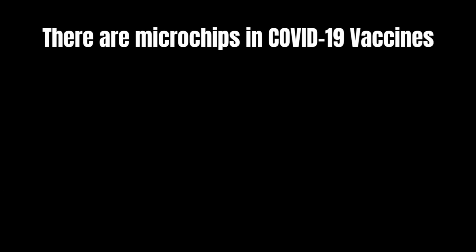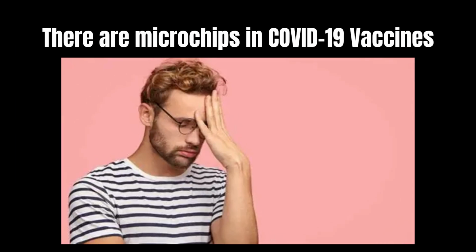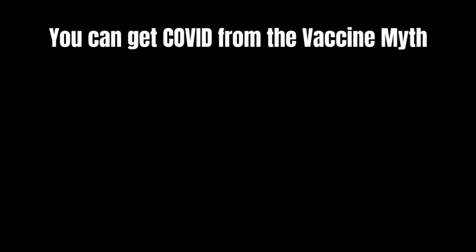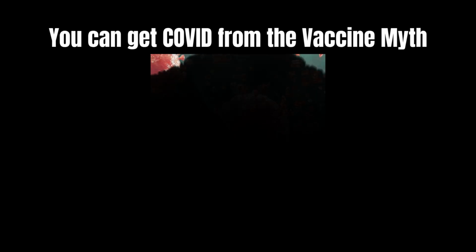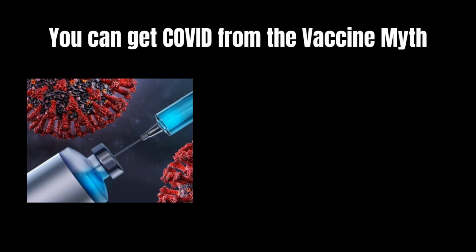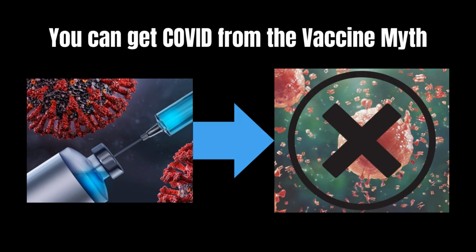The next myth: there are microchips in COVID-19 vaccines. No, there aren't. Moving on to the next myth. You can get COVID from the vaccine. None of the approved vaccines contain live viruses. If someone gets sick shortly after the vaccination, it's usually because the body just hasn't built immunity yet.